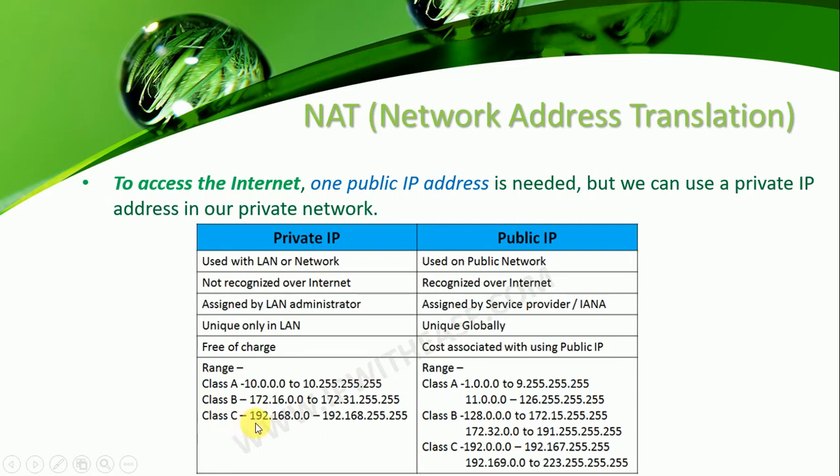And the class C range is from 192 to 224. Within this range, 192.168.0.0 to 192.168.255.255 is used for private networks. The 255 networks have been set aside for private IPs, and the rest are used as public IPs.